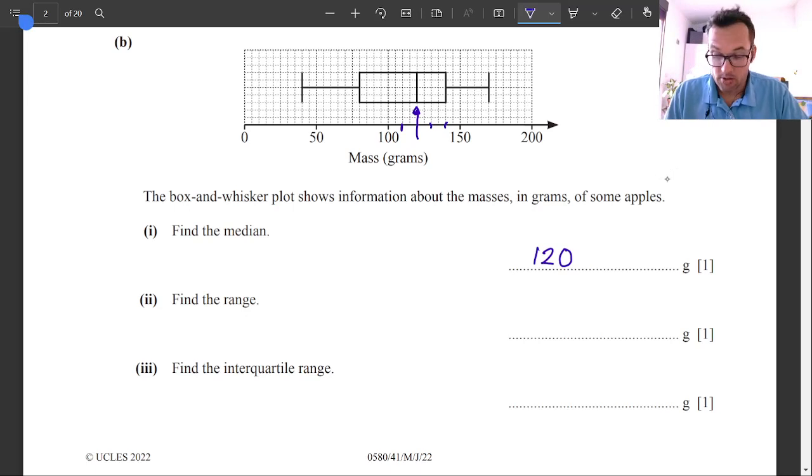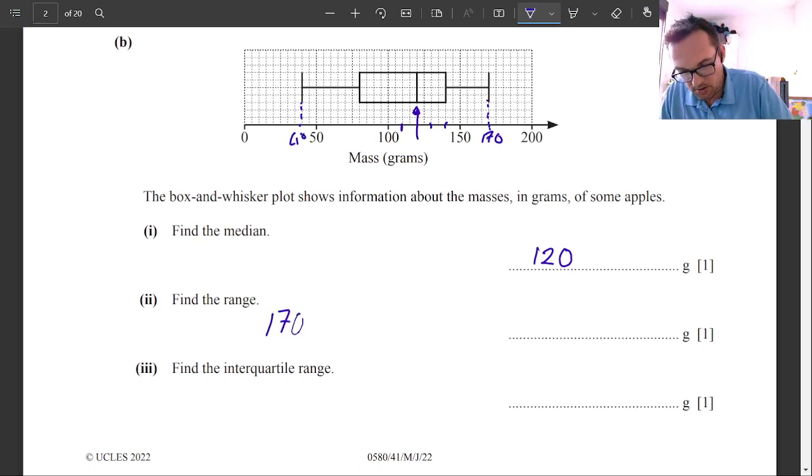The range, now this is not the interquartile range, the range is from the stretch of the whole thing. The biggest value here, which is 170, and the smallest, which is 40. So our range will be 170 minus 40, which is 130.